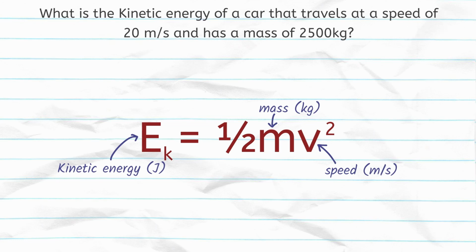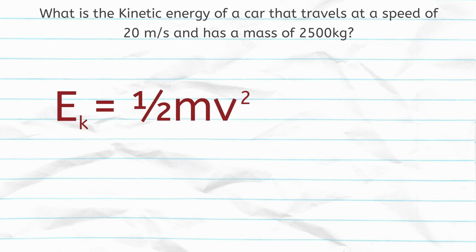Our question is, what is the kinetic energy of a car that travels at a speed of 20 meters per second and has a mass of 2,500 kilograms? The way we work it out is that we use this formula here and write out what we know.